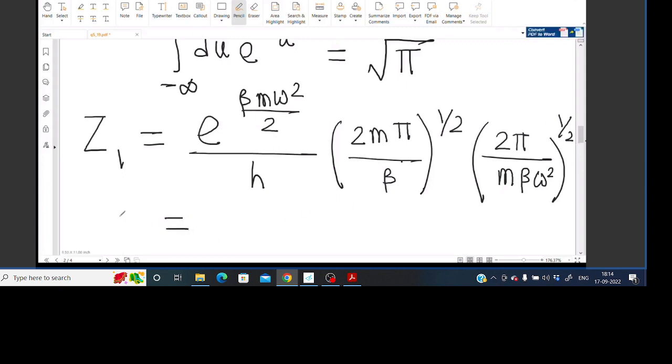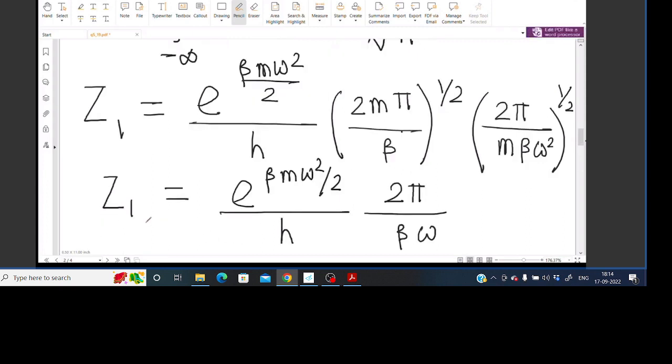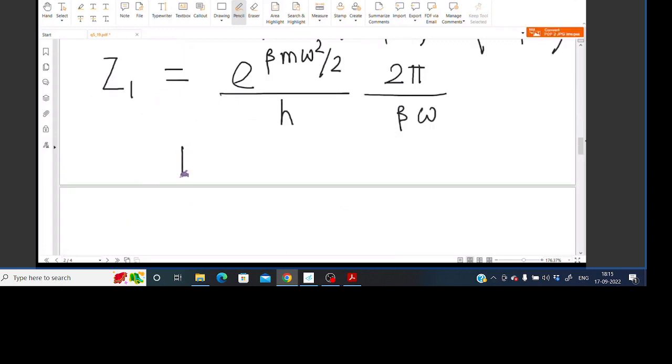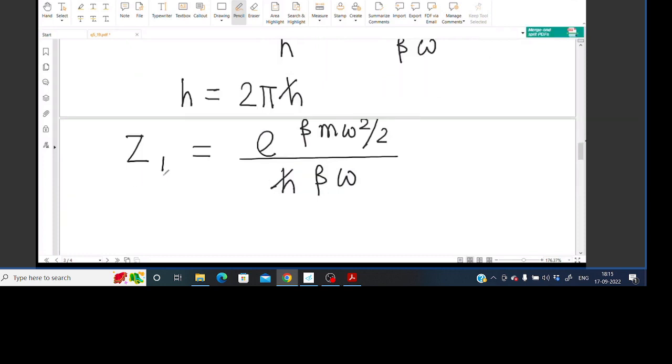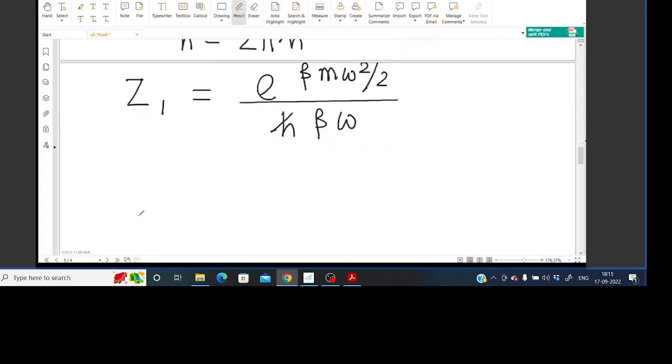After some simplification, it can also be written as Z1 equal to e to the power beta m omega square by 2 by h into 2 pi by beta omega. Here h equal to 2 pi h cross. So we get Z1 equal to e to the power beta m omega square by 2 by h cross beta omega. So the n particle canonical partition function Zn is equal to Z1 to the power n, where Z1 is the single particle canonical partition function.